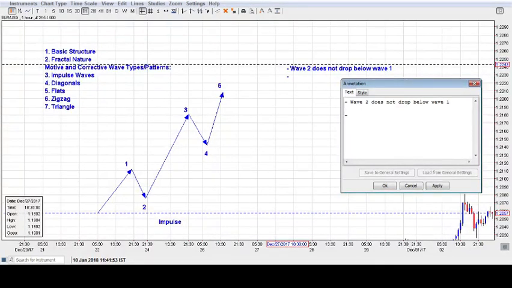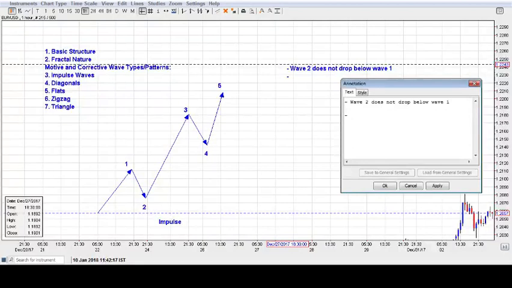This is a rule, so it should be followed meticulously. If it is dropping below the head of wave 1, that's the first indication that we're still not even beginning to form an impulse wave. Alright, so that's the first step.